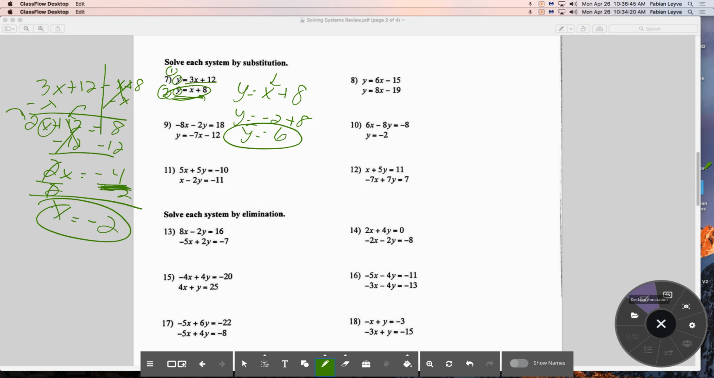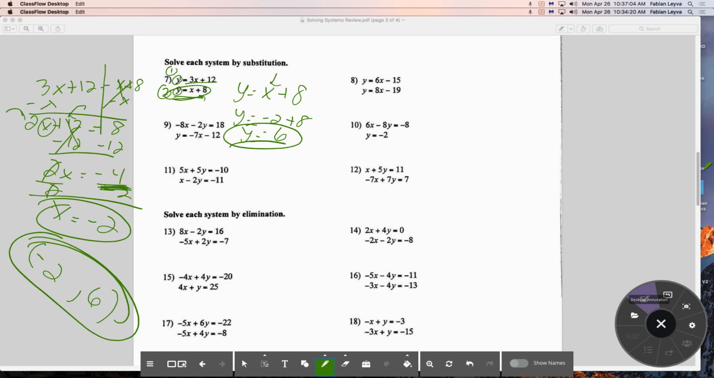Now, if this was a test, if you do not tell me the answer in ordered pair, unfortunately, I would have to mark you wrong. So make sure that you tell me what your answer is and you do it correctly because your y is 6. So that's pretty much it.